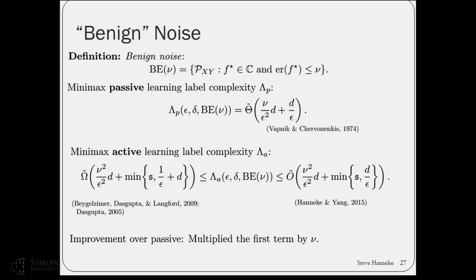Okay, so the sample complexity, or label complexity, of passive learning in this setting is known to be the noise rate over epsilon squared times the VC dimension, plus the realizable case, basically. That's an old result from Vapnik and Chervonenkis. The new result here is that in active learning, the optimal label complexity is basically the noise rate squared over epsilon squared times the VC dimension, plus the realizable case active learning label complexity. So the improvement over passive is that we have multiplied this term by another factor of the noise rate.